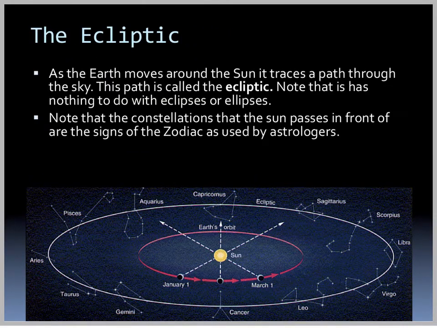So, as the Earth moves around, the Sun appears to trace a path through the sky, and that path the Sun traces is called the ecliptic. It has nothing to do with ellipses or eclipses, it's just a name. And note that the constellations that the Sun passes in front of are the signs of the zodiac used by astrologers.